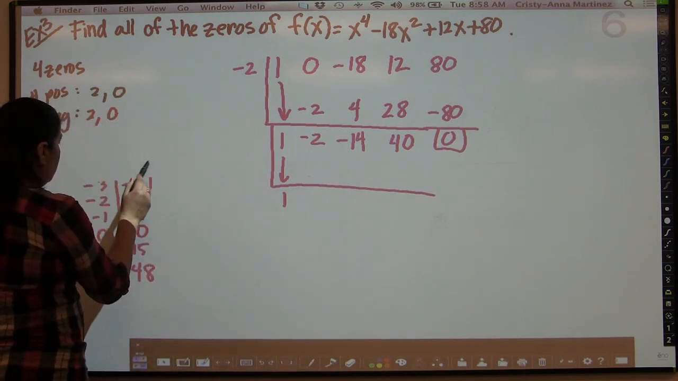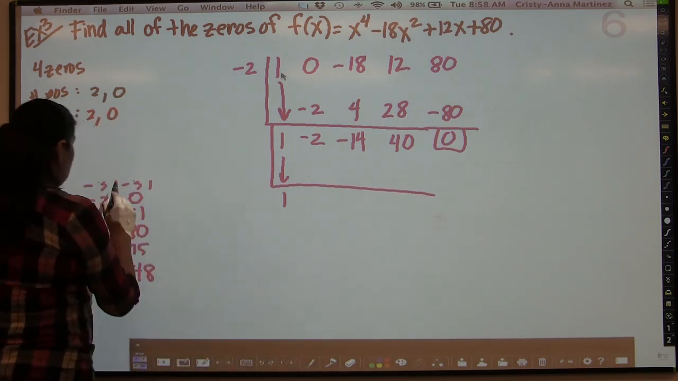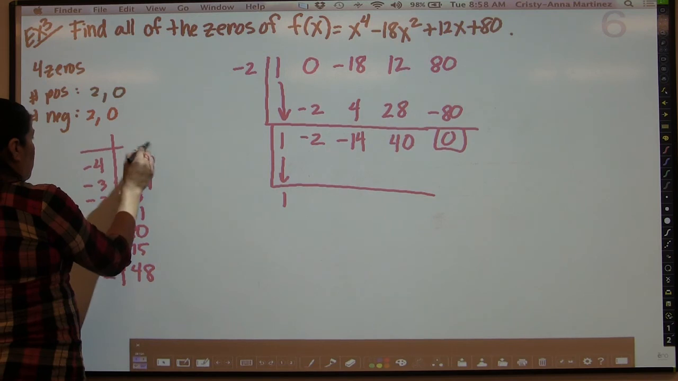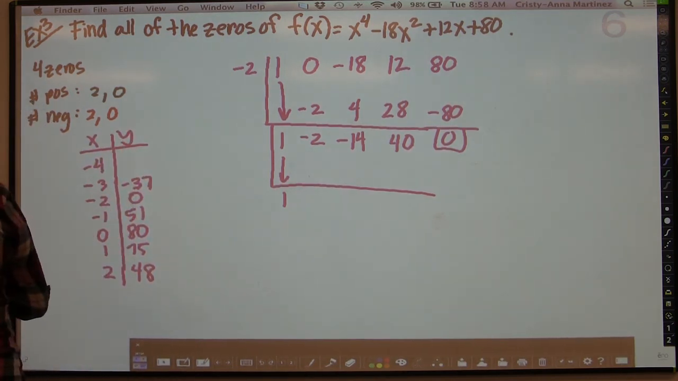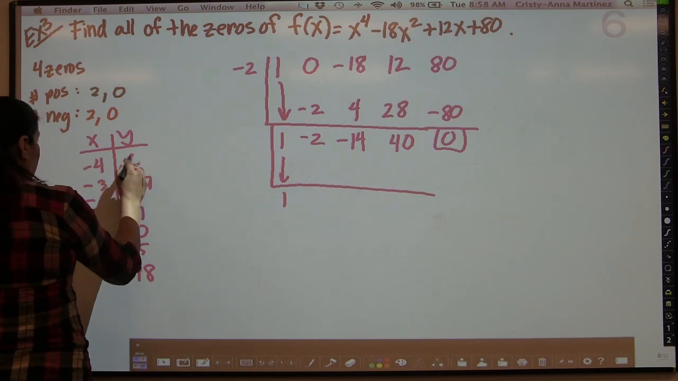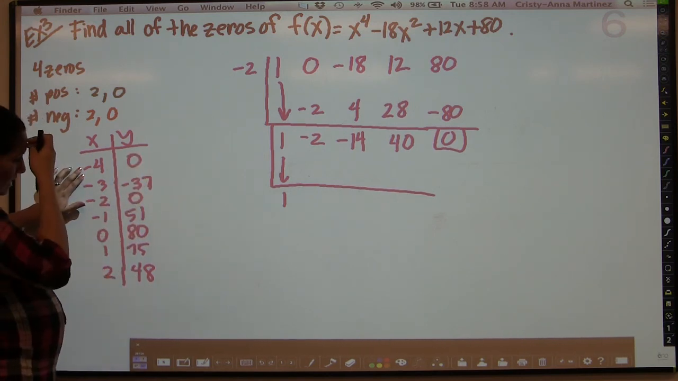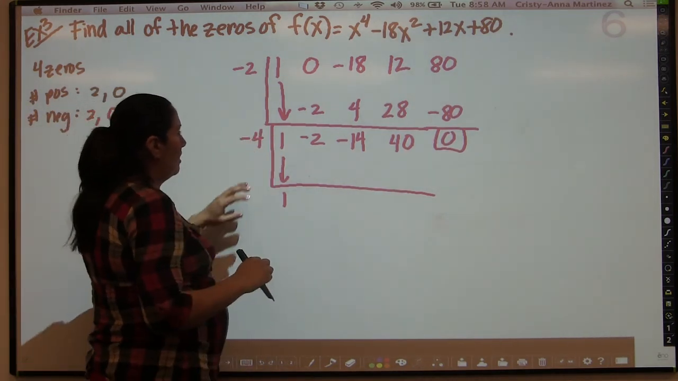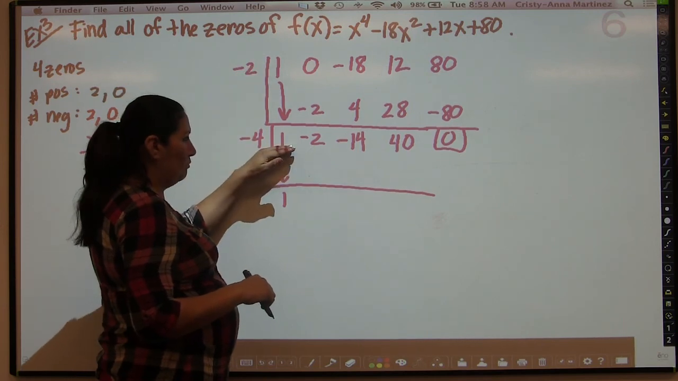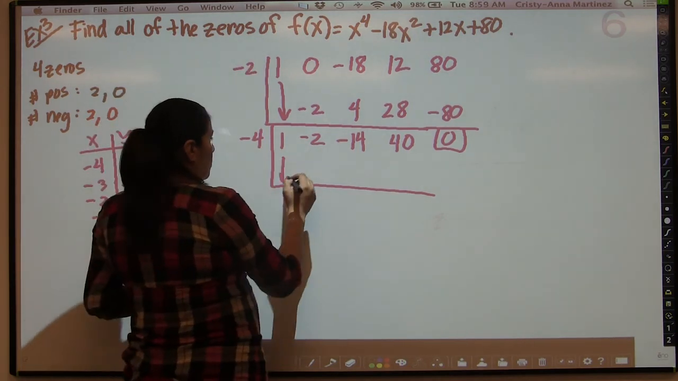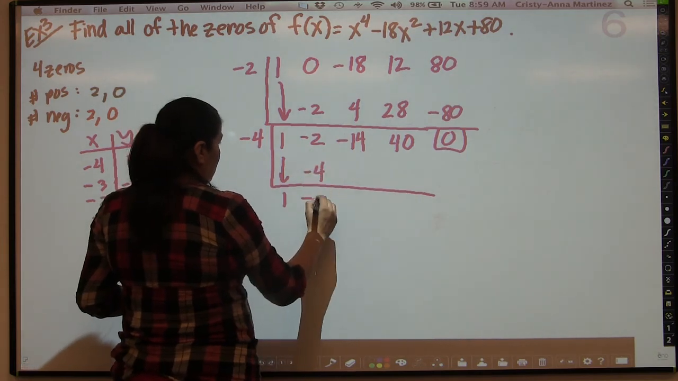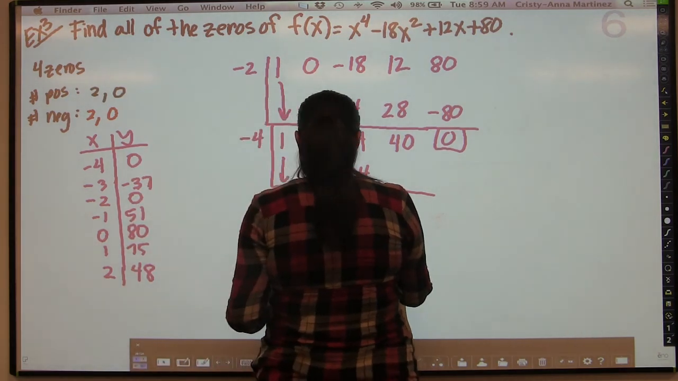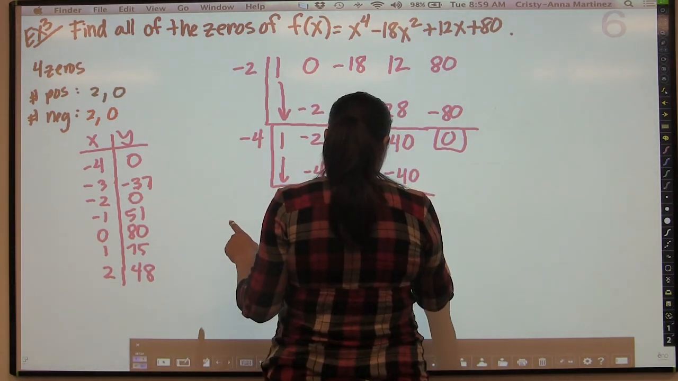In my table here, I'm going to keep going over here, negative, what was this, 37? That was -3. I'm going to try -4 as well. Oh, look at that, I got lucky again. -4 is actually also a 0, so now I'm going to divide by -4. Notice that I'm not going to divide the original problem, I'm going to divide what I was already left with. So 1 times -4 is -4, it's going to be -6, it's going to be positive 24 minus 14 is going to be 10. And 10 times -4 is -40.